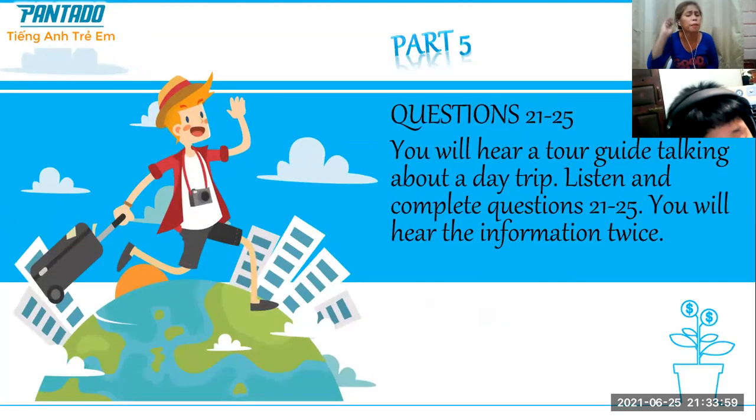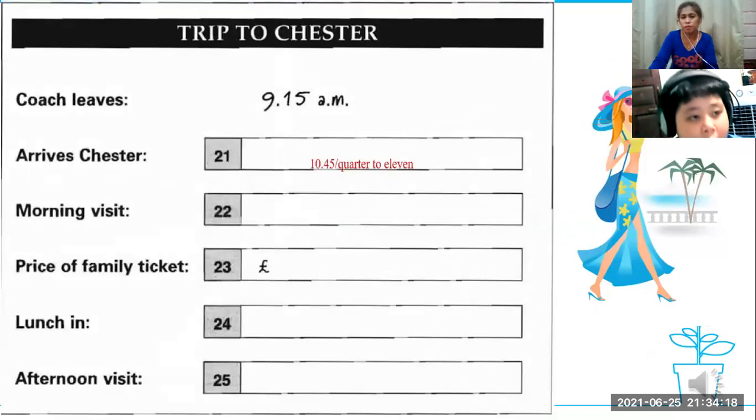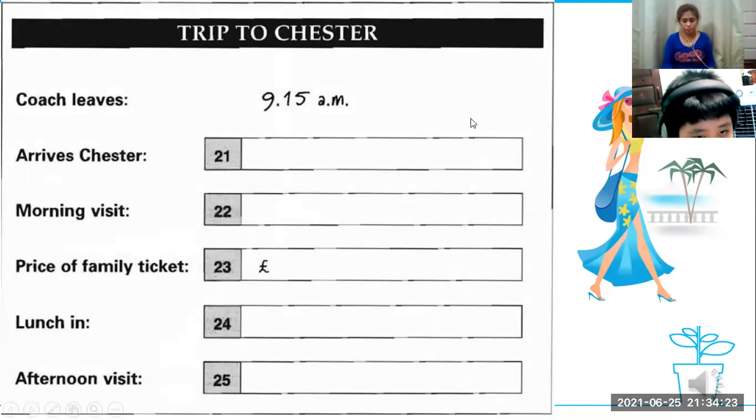You will hear Ben, a tour guide, talking about the day trip. You listen, Ben, and complete the questions. Okay, again, this time you listen twice so you can hear properly. Please listen twice on this one. Now look at part five. You will hear a tour guide talking about a day trip. Listen and complete questions 21 to 25. You will hear the information twice.